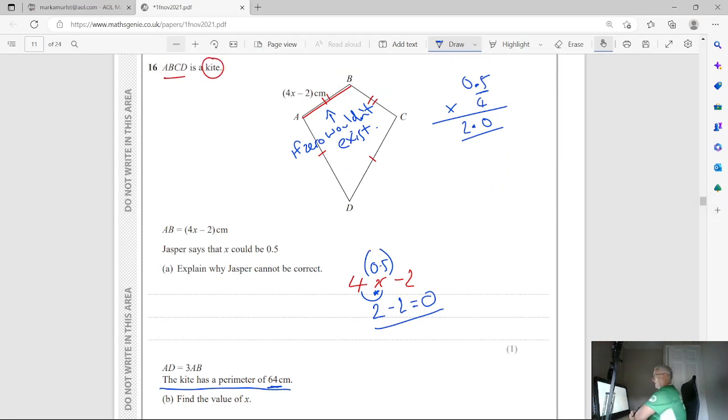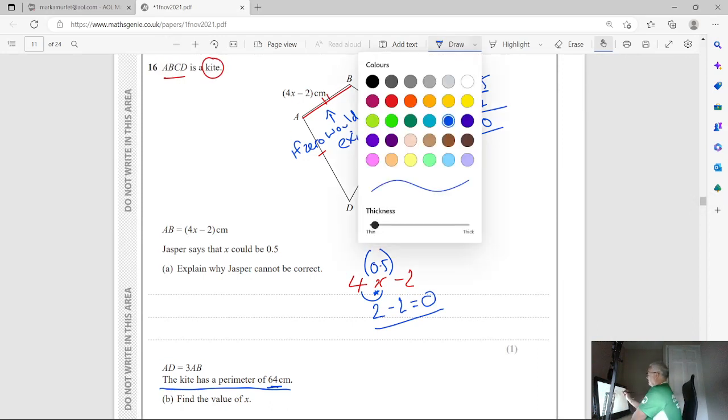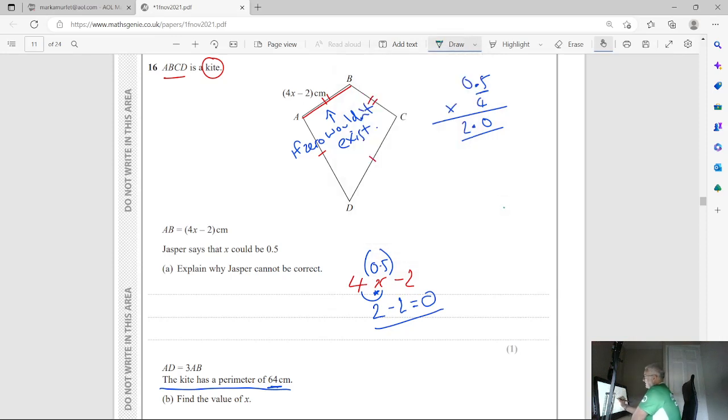So we know that this bit here, A to D, equals 3 lots of AB. So this measurement is AB. So if AB equals 4x minus 2, what does 3 lots of it equal? Now, be careful with this one.